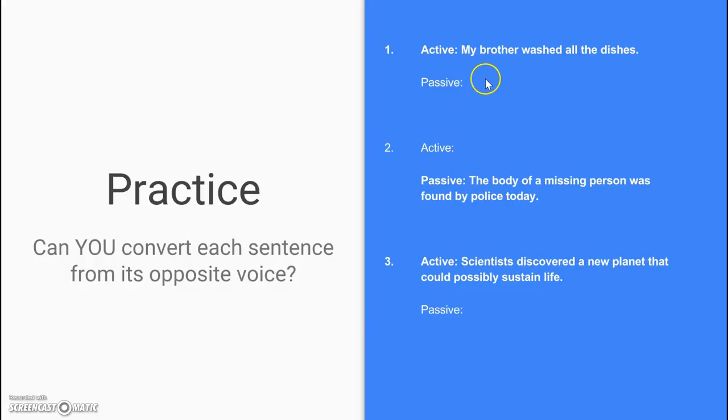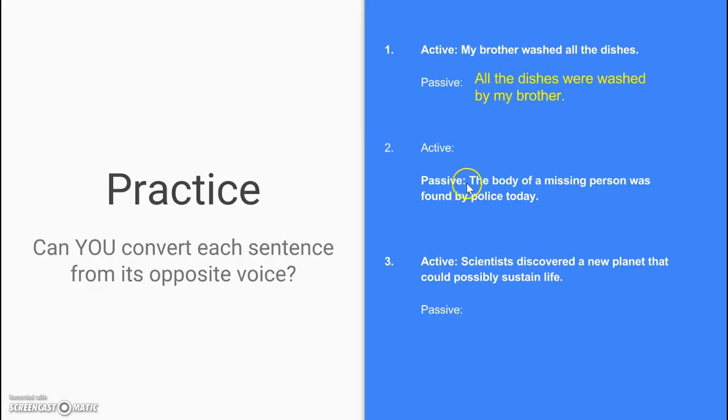Now let's try writing. For each of the sentences given, I'd like you to try to write the opposite in passive voice, or at least be able to tell me what the opposite is. So if you want to pause the video and try it yourself, you can do that now. Or if not, take a look at my examples. In active voice, my brother washed all the dishes. The passive inverse would be, all the dishes were washed by my brother. I moved the dishes to the front, brother to the back, and put in some passive being verbs.